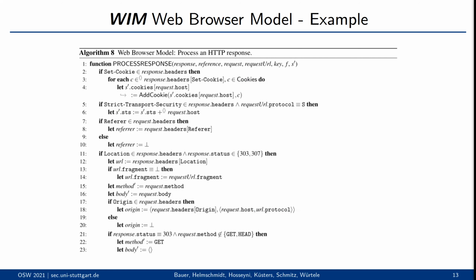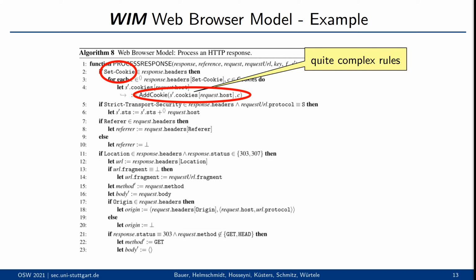So this is the part of the browser model which models how an HTTP response is processed. So this function has as an input the response and some more arguments. And well, it starts by looking into the headers of the response. So it first sees if there is a set cookie in the HTTP response and then sets the cookie accordingly. And here you can see that there is a function called add cookie. And this function itself is, again, well-defined and also close to the corresponding web standard. And it models how a new cookie is added to the set of old cookies, or to the set of existing cookies.